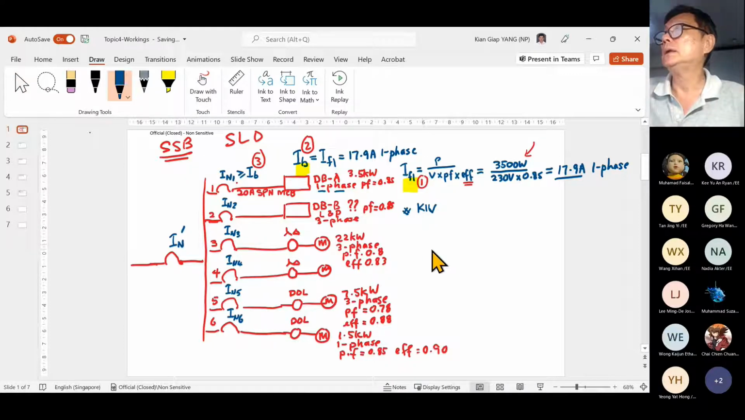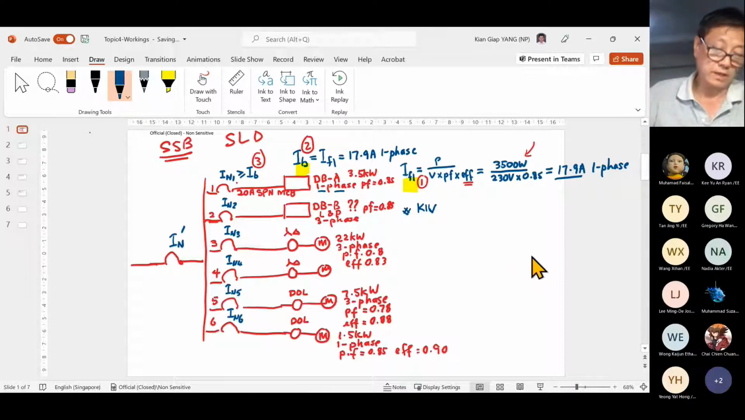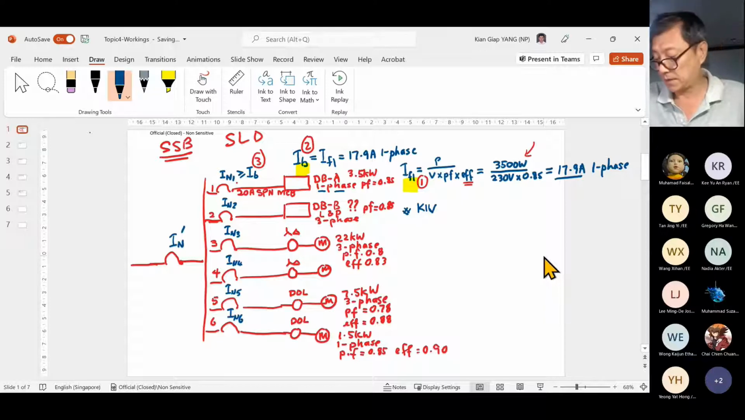Then let's go on to circuit number 3 and number 4. Because of the motor, everything is the same. So whatever I calculate in number 3, I can apply exactly the same for number 4. That is something good about circuit 3 and 4. They are both the same.